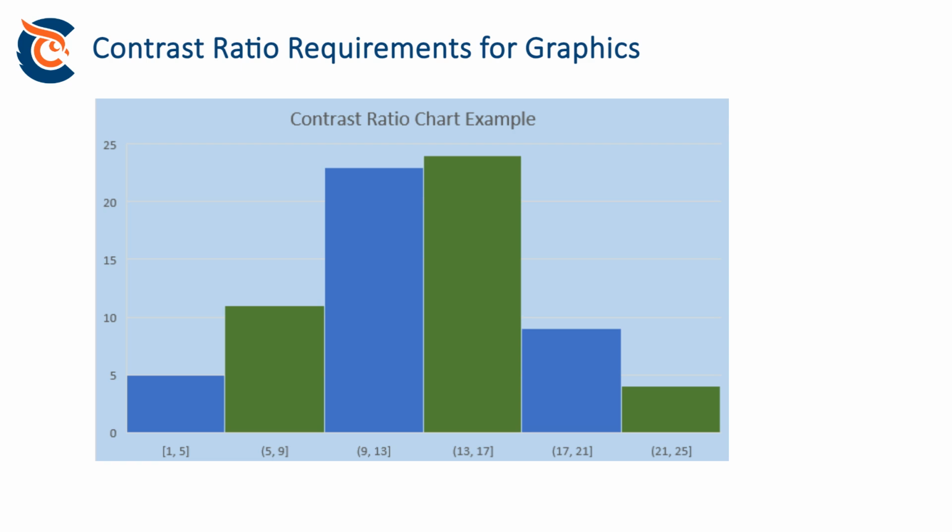In this example, the image fails for 3 reasons. The blue bars on the light blue background have a color contrast ratio of 3.1 to 1 and do not meet the requirement. The green bars on the light blue background have a color contrast ratio of 3.05 to 1 and do not meet the requirement. Finally, the blue bars next to the green bars have a contrast ratio of 1.03 to 1 and also fail. A link to the WebAIM contrast checker appears in the description.